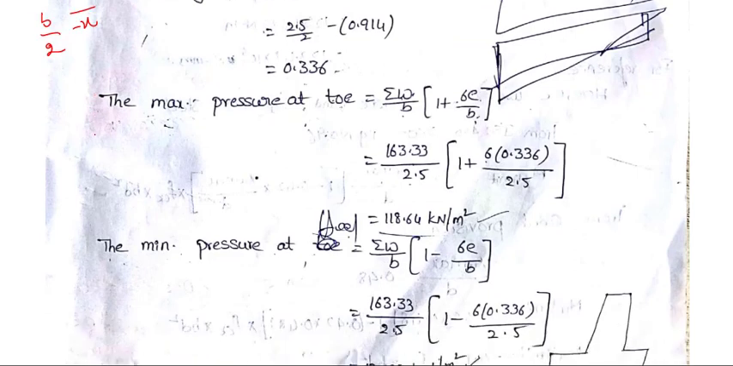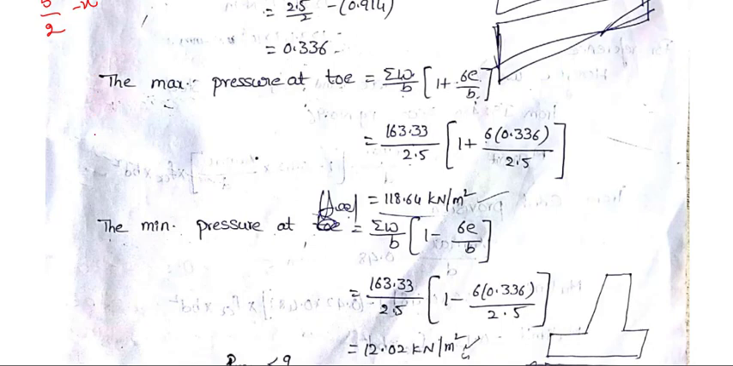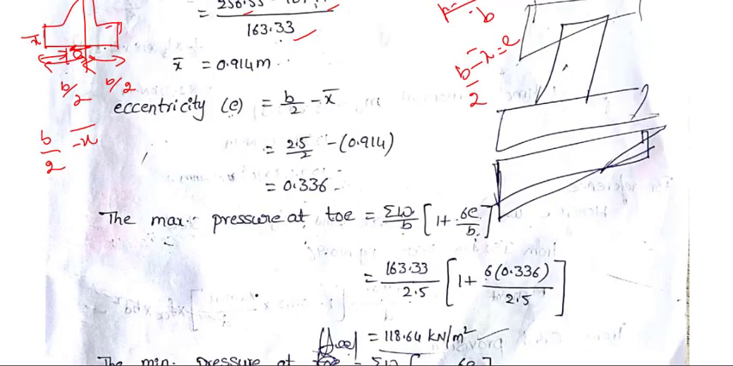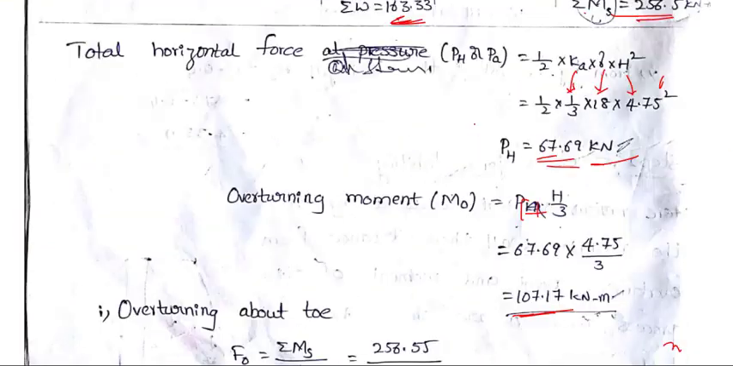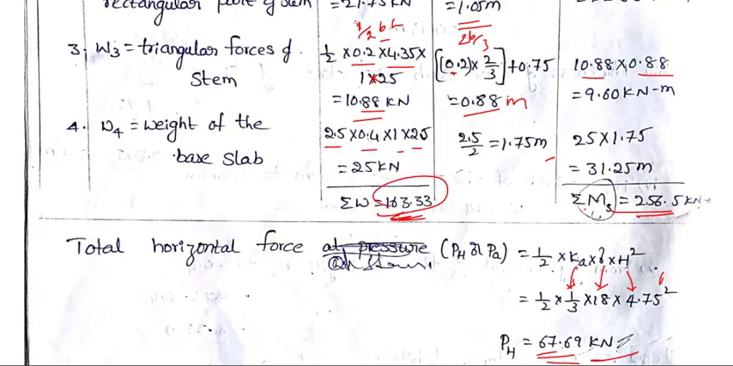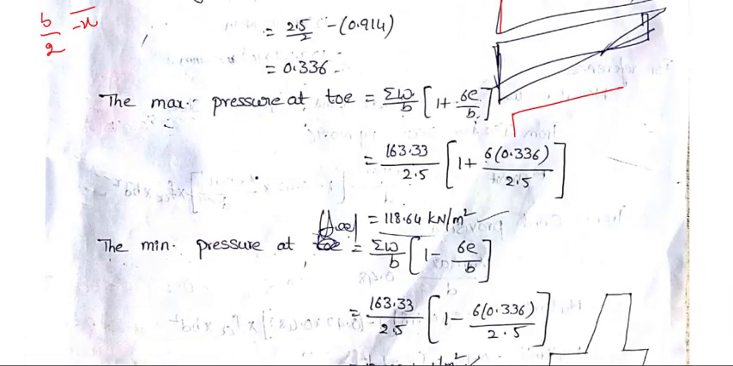Next, the maximum pressure at the toe and the minimum pressure at the heel. The maximum pressure will occur here, on the toe side. So the formula is summation of W divided by b into 1 plus 6 e by b. Summation of W, the total weight, W1, W2, W3, W4, you can get here: 163.3 divided by b, the total base slab width 2.5, into 1 plus 6 into the e value, 0.336, divided by 2.5.